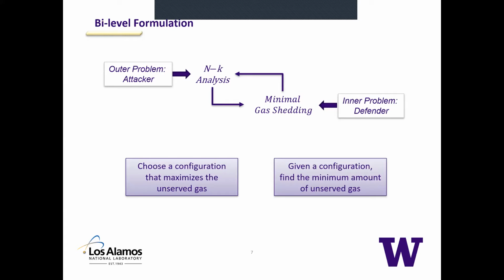And for our algorithm, this is an iteration process where we solve, starting off with some initialization of a random attack. We solve for the minimal gas shedding, and then that solution feeds back into the outer attack as a constraint. And in the next couple of slides, I'm going to talk about how these min-max optimization problems work.